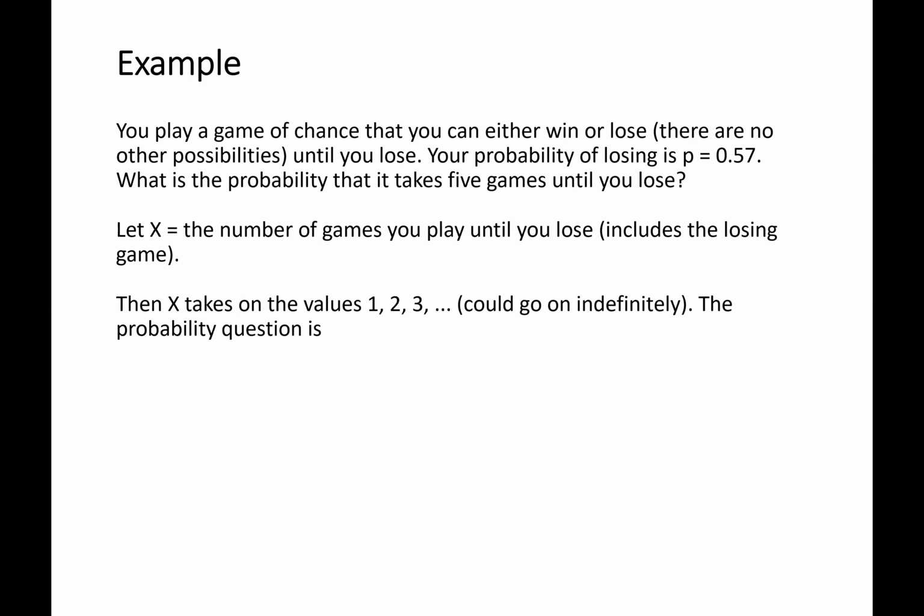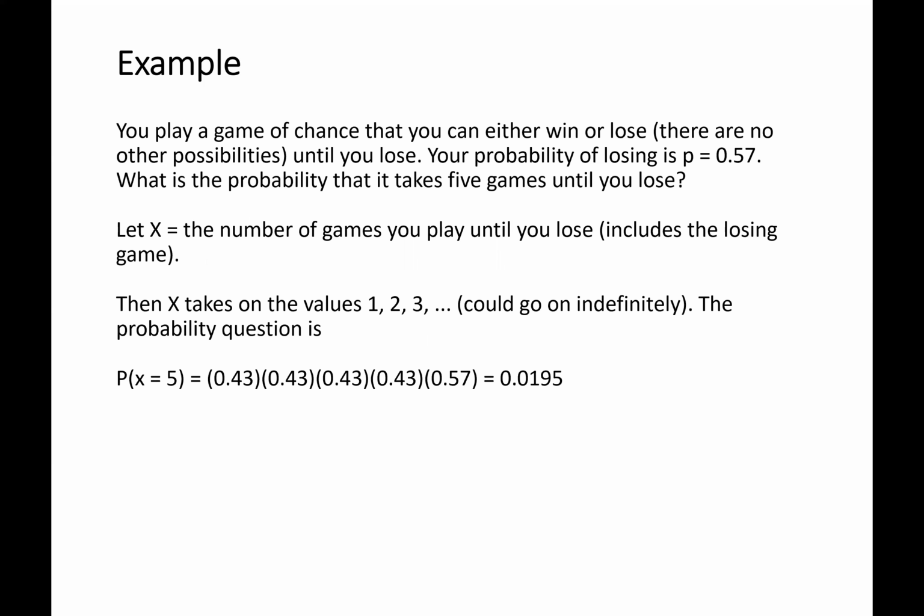So X can take on the values of 1, 2, 3. It could go on indefinitely. You could win forever, theoretically. So the probability question is, what's the probability that you finally lose on the 5th game? Well, the probability of losing is 0.57. So the probability of winning is 0.43.